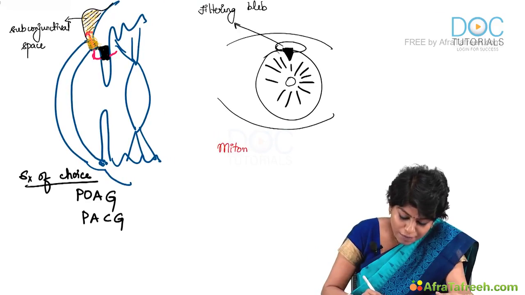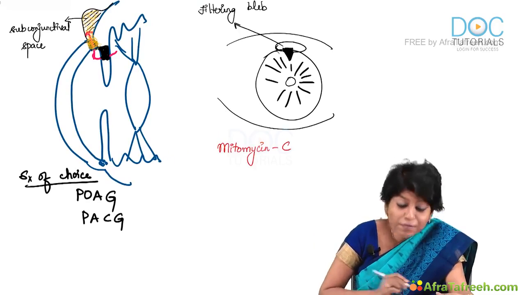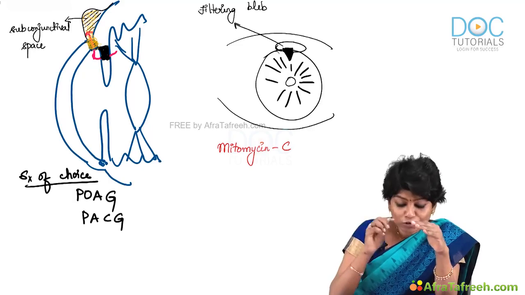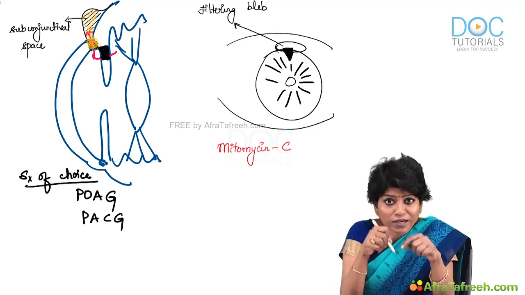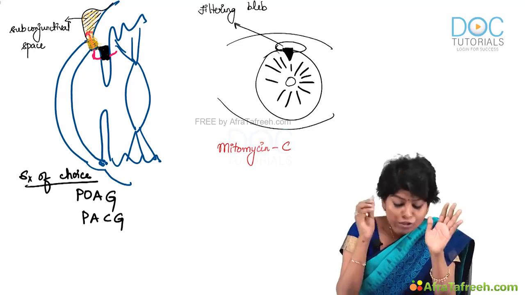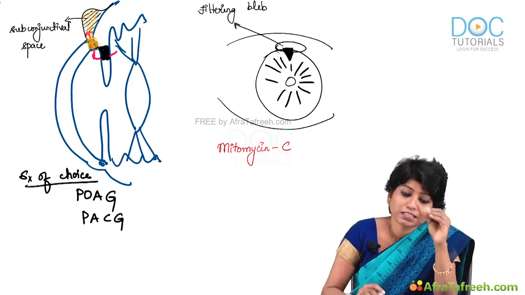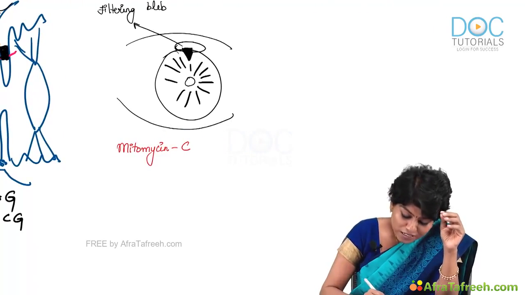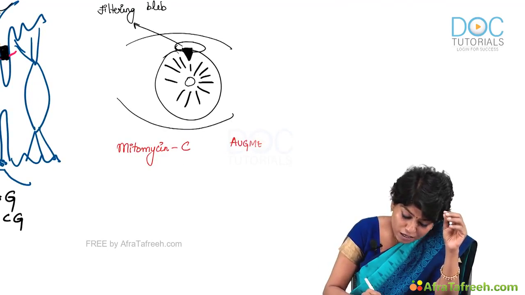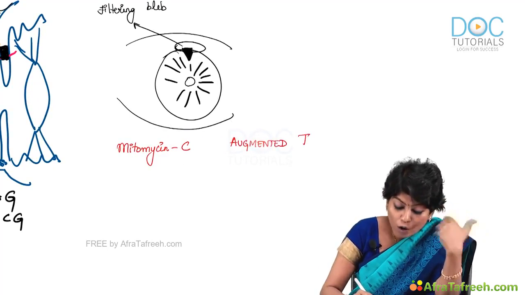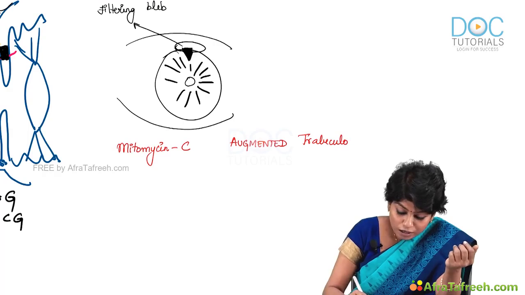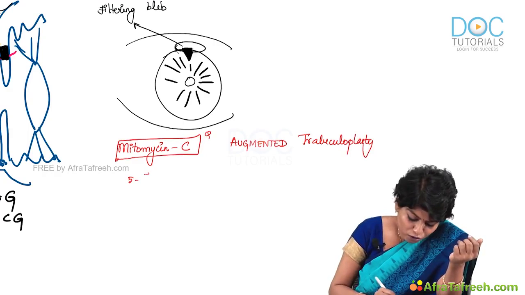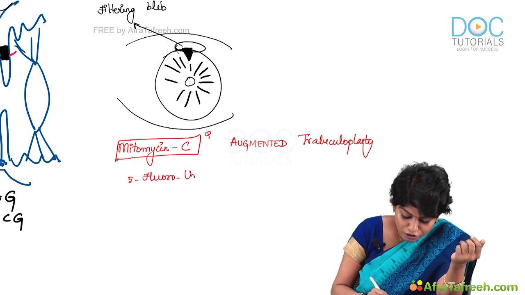Mitomycin C, as you know, is an antimetabolite and an antifibroblastic agent. What you have to do is apply this on the sclera when you are doing the surgery, and wash it off nicely, okay. So, mitomycin C is going to make sure that your trabeculectomy will not fail and will remain patent. When we use mitomycin C, the procedure is called augmented trabeculoplasty, okay. We are augmenting the effect of trabeculoplasty. Now, this is most commonly used, even 5-fluorouracil can be used.